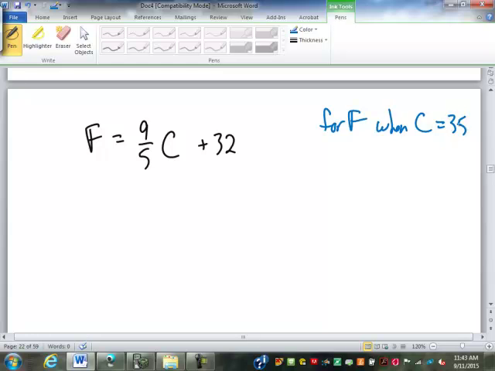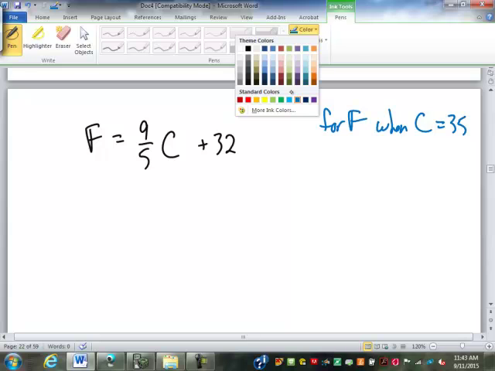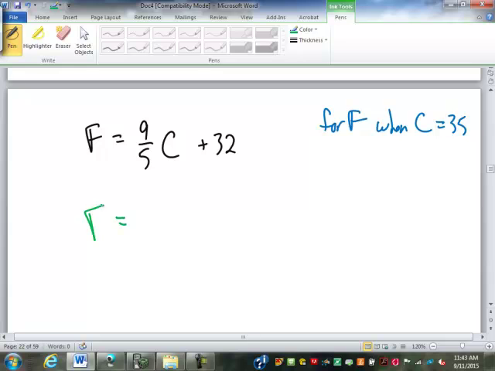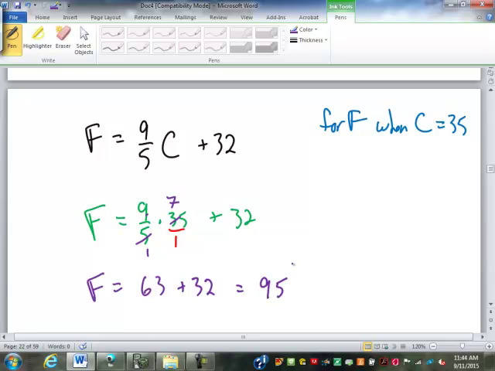35. Is 35 degrees Celsius a hot day, cool day? 35 sounds pretty cool, doesn't it? So I'll evaluate for F. This will be 9/5 times 35 plus 32. I'll make this 35 over 1 so I can multiply them. Cross cancel the 5 and 35, give me 1 and 7. 9 times 7 is 63. 1 times 1 is 1, so it's just 63. So F equals 63 plus 32, which is 95 degrees. F is 95.